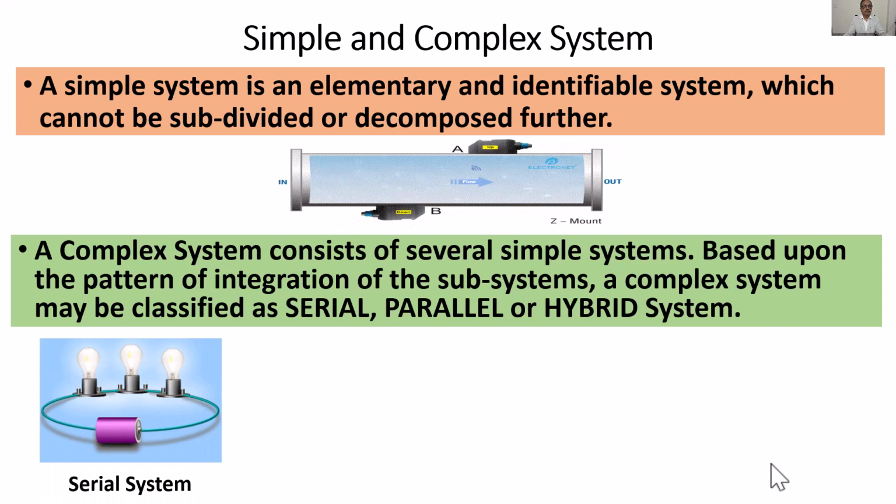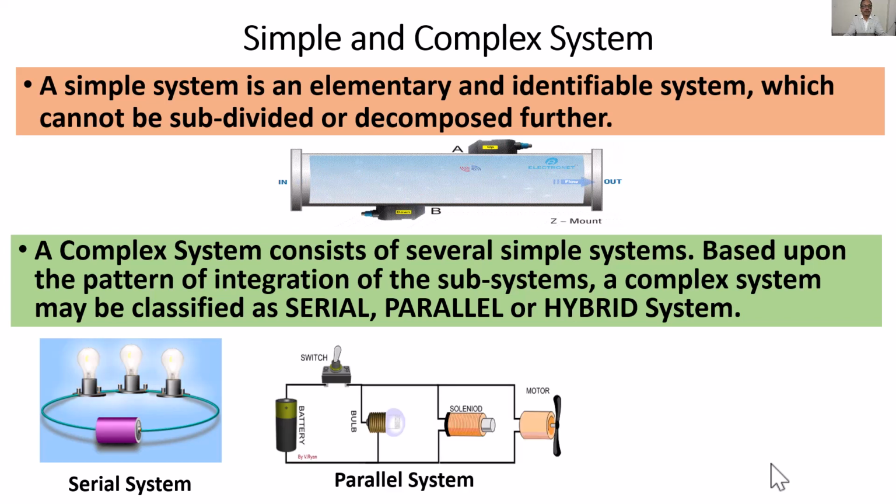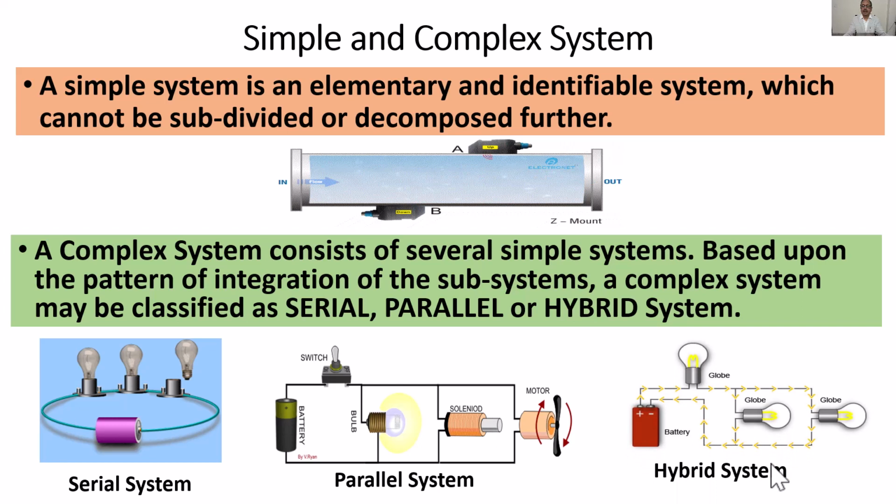In this diagram, you see the bulbs are connected through the wire, and even if one of the components or subsystems is not working, the others also cannot work in the serial system. On the other hand, in parallel systems, even if one of the components is not working, the others will continue to work. Whereas in a hybrid system, it can be a combination of serial and parallel systems.